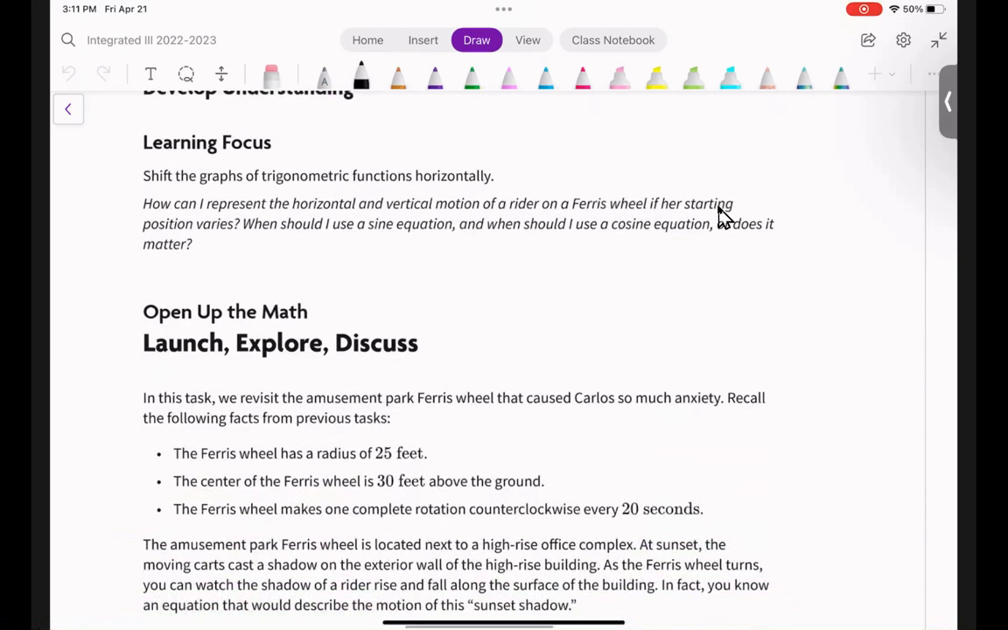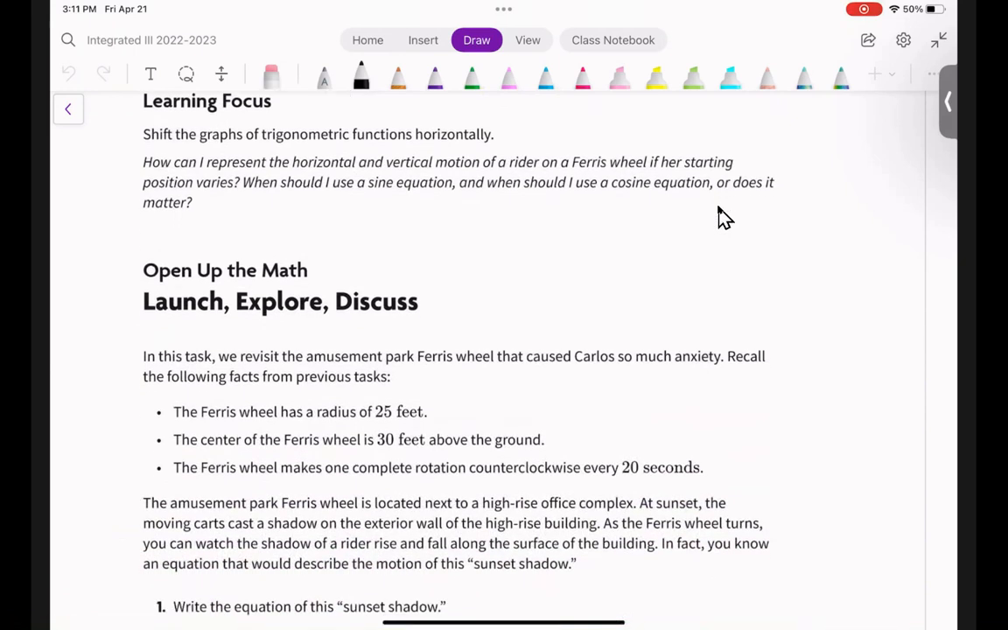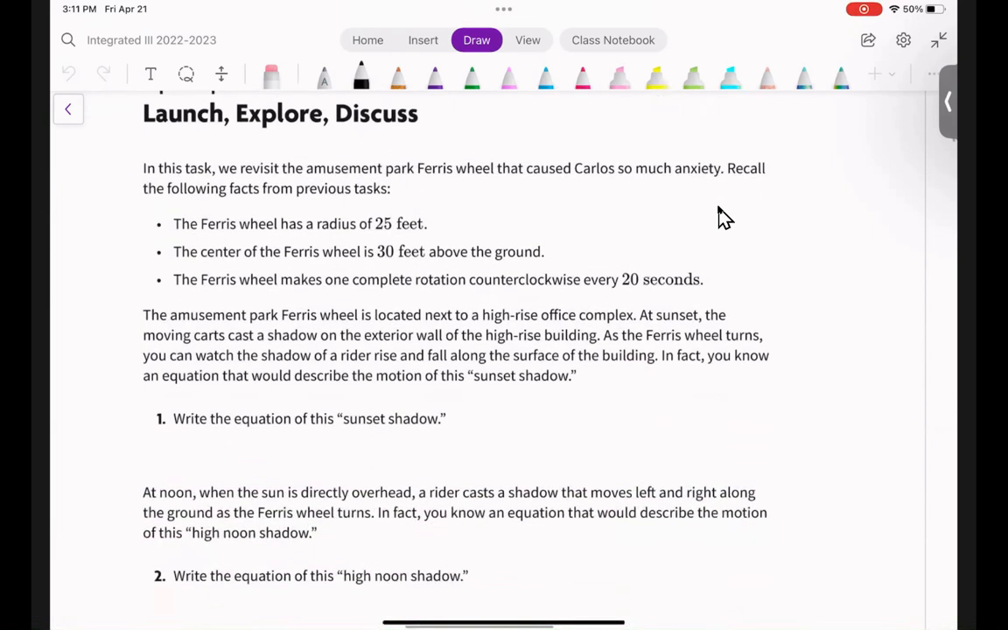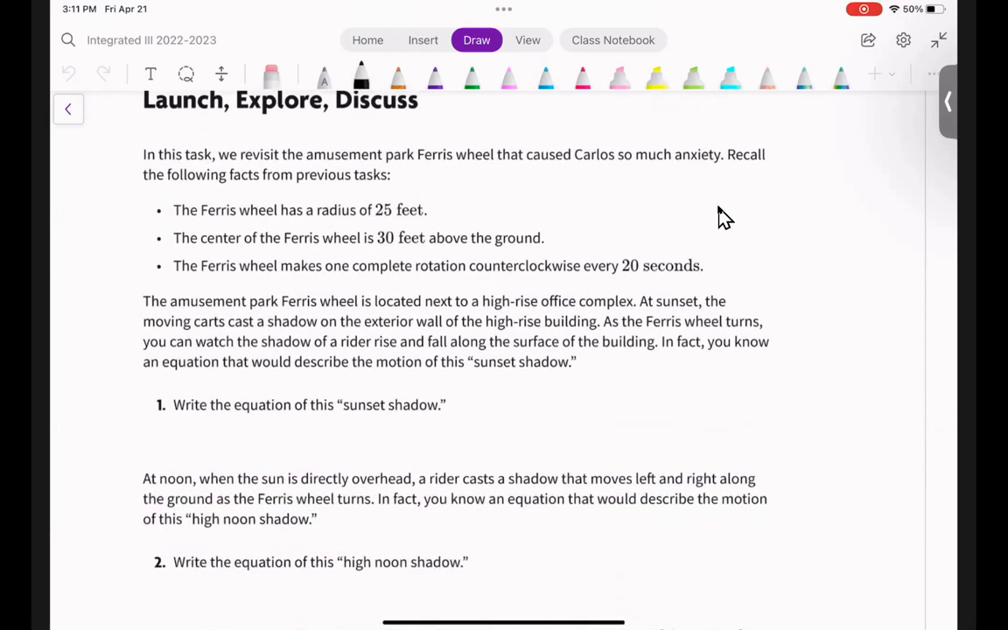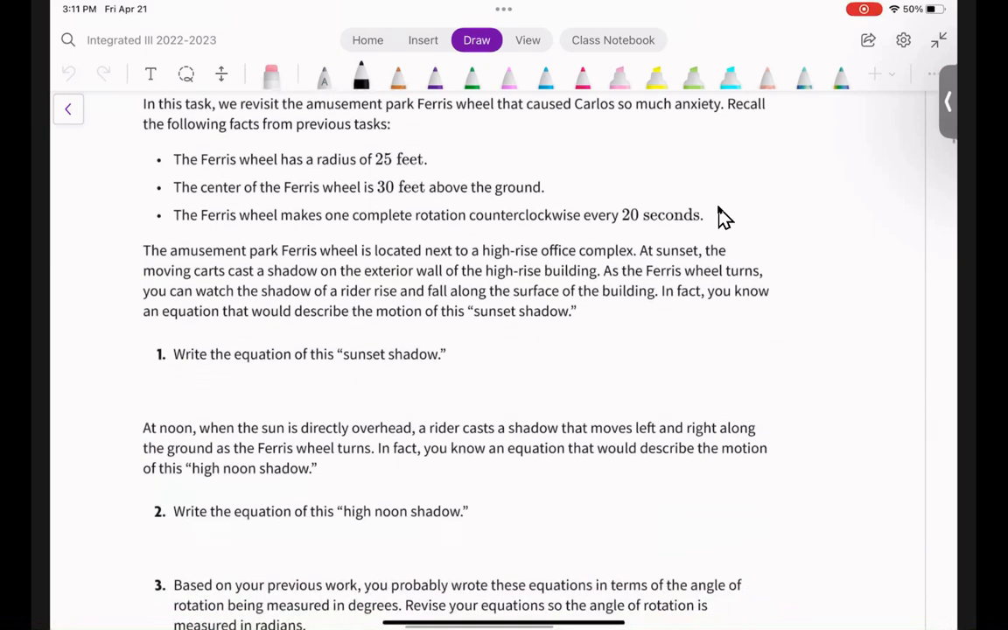Okay. So how can I represent the horizontal and vertical motion of a rider on a Ferris wheel if her starting position varies? When should I use a sine equation and when should I use a cosine equation, or does it even matter? So in this task, we revisit the amusement park Ferris wheel that caused Carlos so much anxiety. Recall the following facts from the previous task.